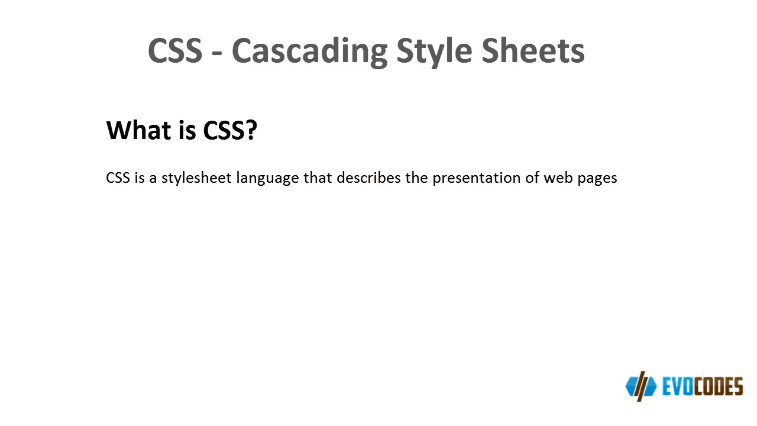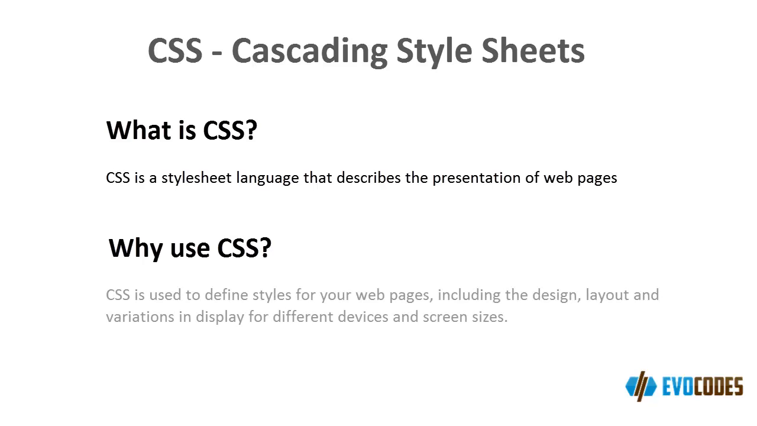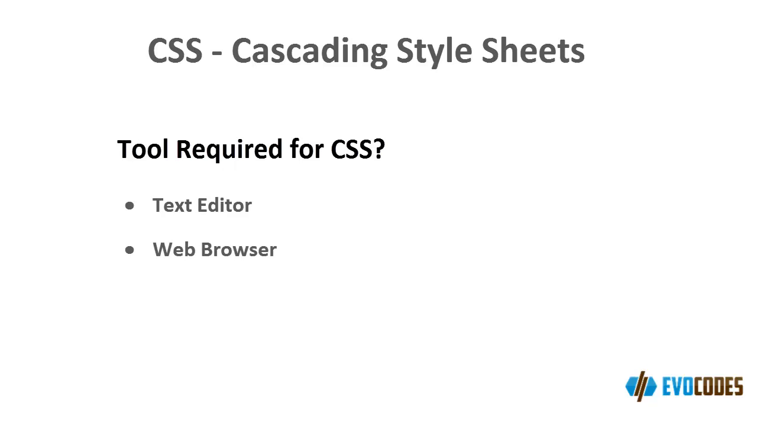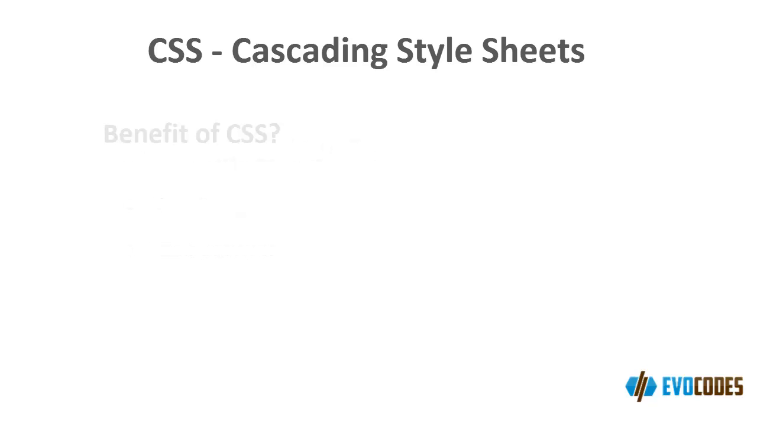So the next topic is why to use CSS. CSS is used to define style for your web page, including the design, layout and variation in display for different devices and screen sizes. Now let me make you know what the required tools for CSS are. Only two tools are required for it. First one is a simple text editor, and the other tool that you need is any good web browser.